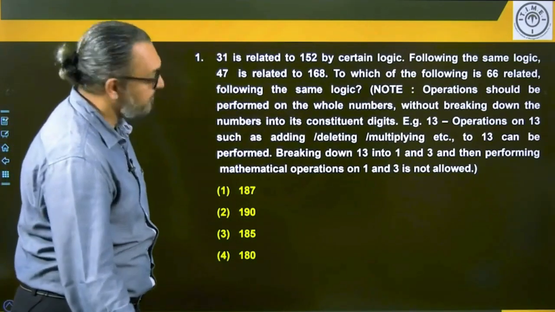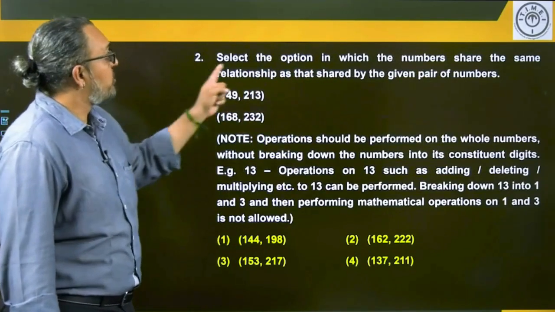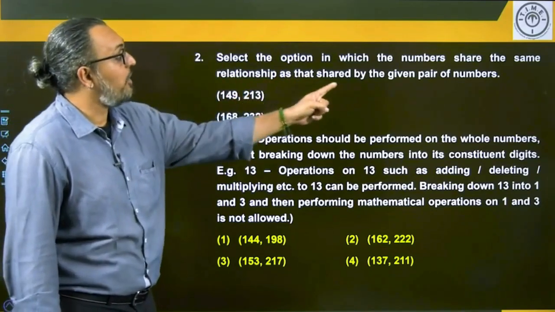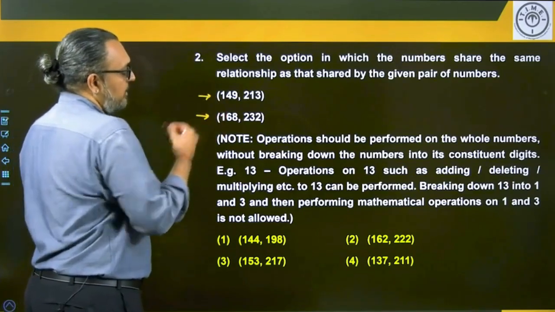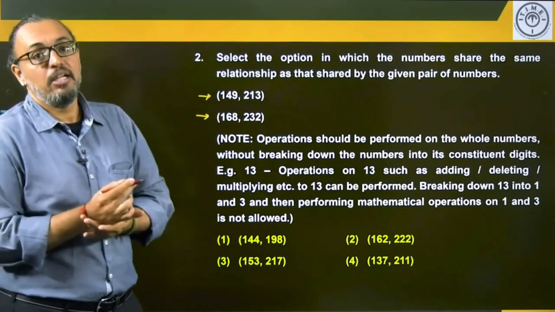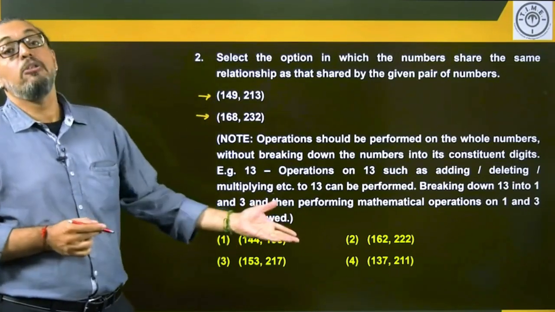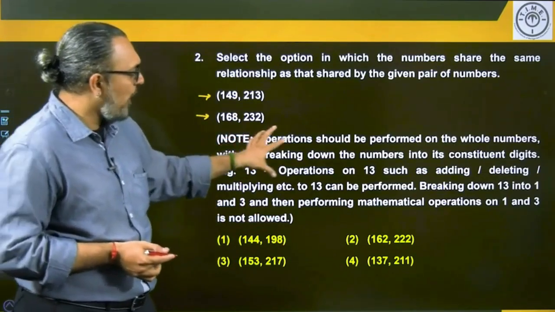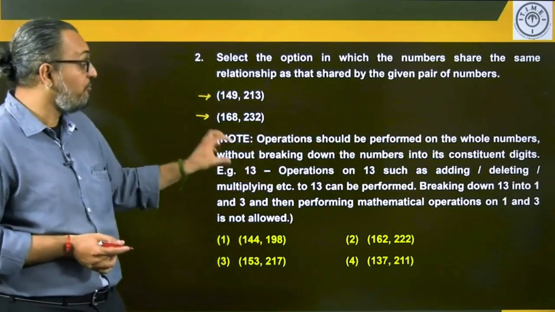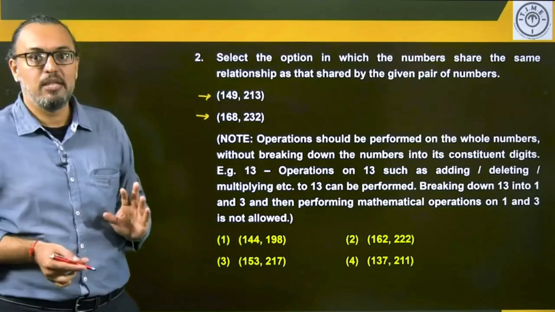Then next, select the option in which the numbers share the same relationship as that shared by the given pair of numbers. See, again here he has given 2 pairs of numbers. They share the same relationship. Now, again we need to find a pair that also shares the same relationship. Again the note is the same. We have to have operations on the whole numbers without breaking the numbers. Means you should not take them as digits. You have to take them as numbers only.